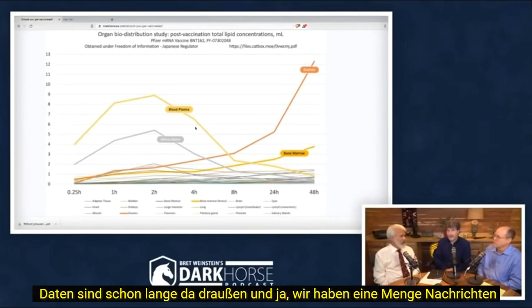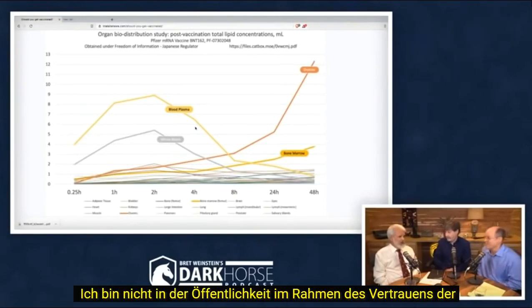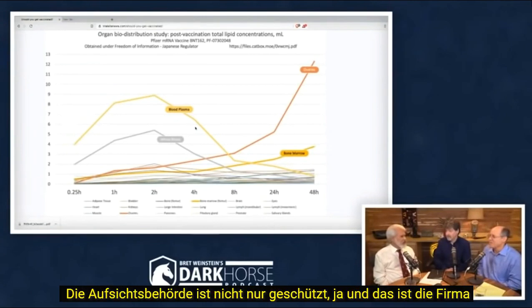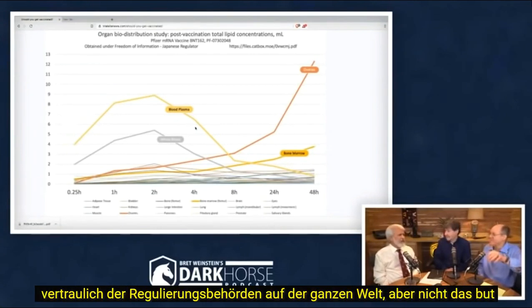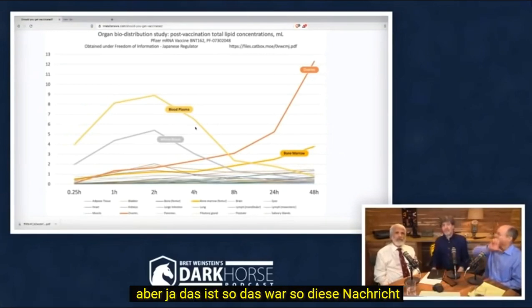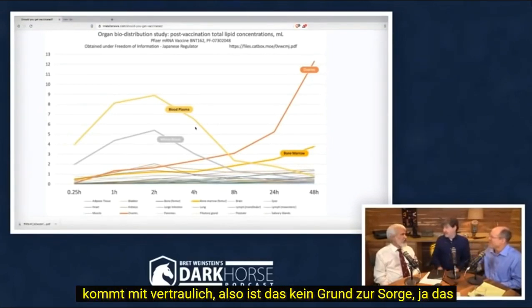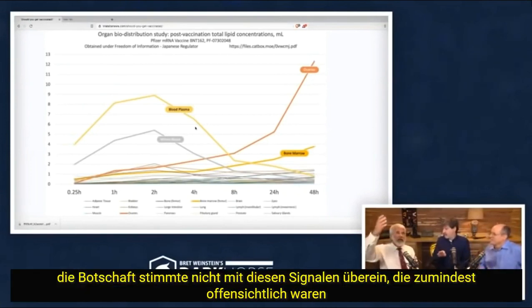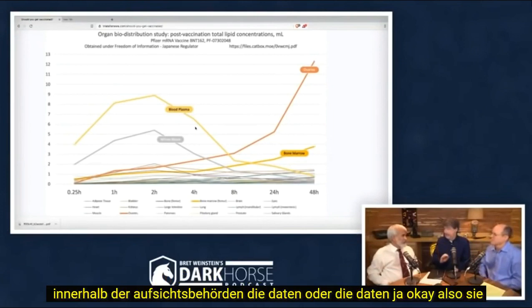And yes, we have a whole lot of messaging, but not in public view. The data were within the purview of the regulators, confidential, protected, not disclosed, company confidential, of the regulators across the world. But the messaging was "good, nothing to worry about." That messaging was inconsistent with these signals that were apparent, at least inside of that data. The regulators knew the data. They know.